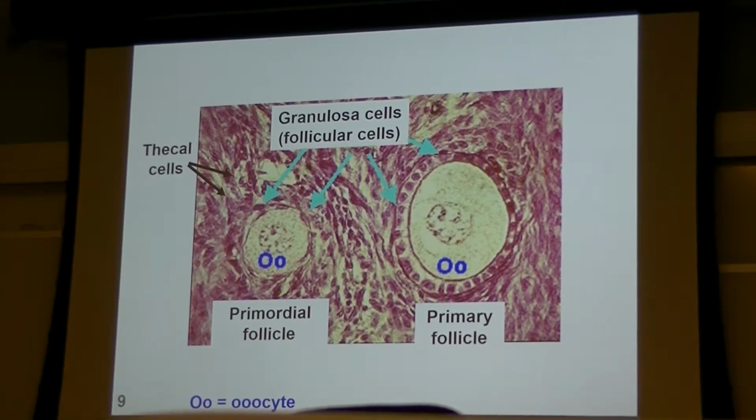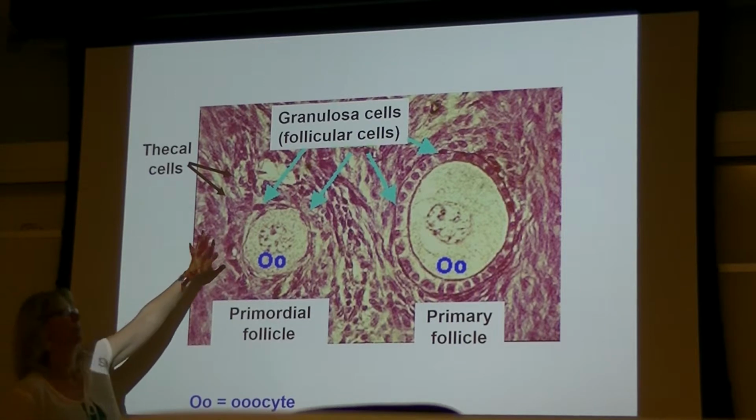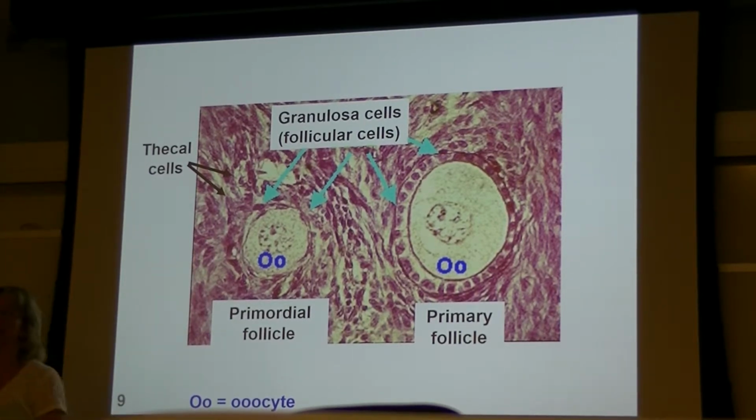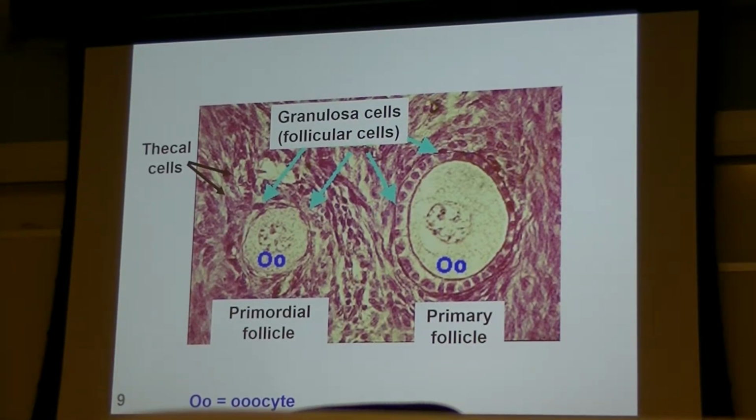Also, just to point out, in between these follicles you'll see a number of general connective tissue cells, and these are called thecal cells. They help to maintain and nourish the development of follicle cells.